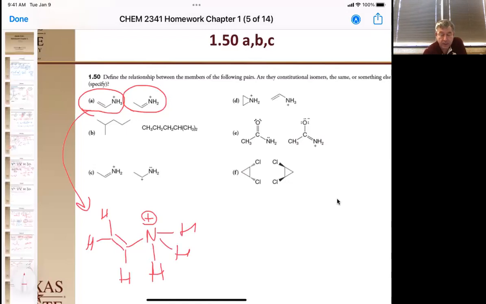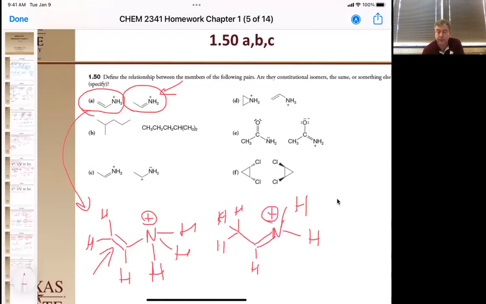Okay, so now let's look at this one here and draw that. We have 3 hydrogens on the carbon at the end. We have a double bond to the nitrogen now, not to the carbon. We had a double bond to carbon on this side, and we now have a double bond to nitrogen on this side. And we have a hydrogen here and a hydrogen here, and we still have a positive charge on nitrogen.